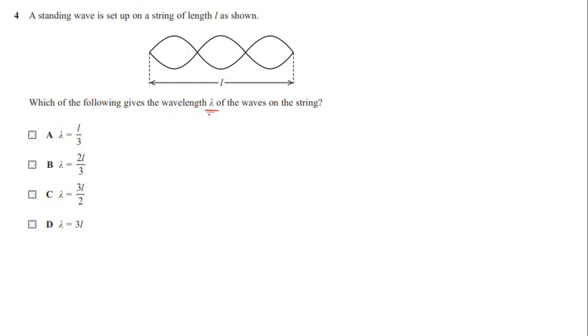The idea is you need to count how many loops there are. The easiest way in this string case is to just count the number of loops. So we say this is one loop, and we have a second loop and then the third loop. And remember, the length of one loop, from node to node, is always lambda by 2. So we have 3 loops: 1, 2 and 3.